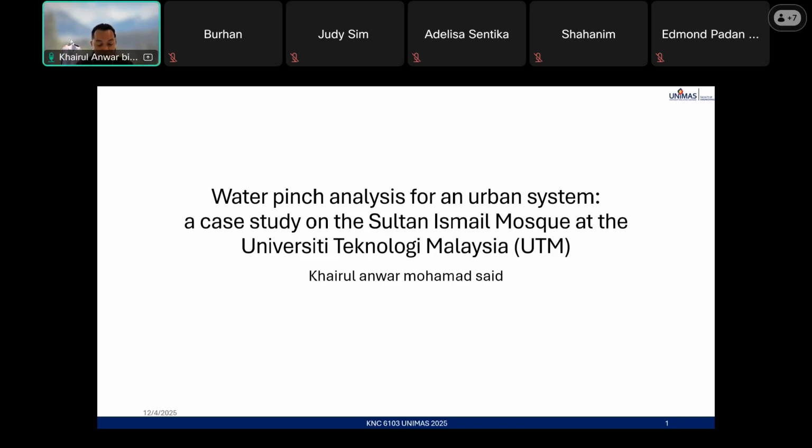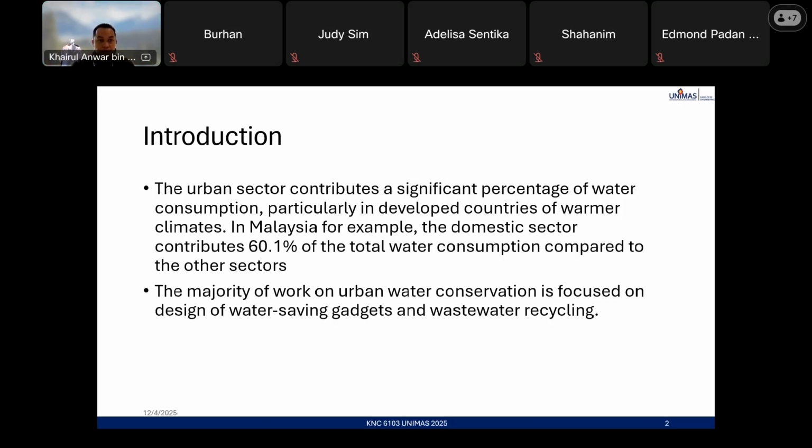The WCA technique, based on water cascade analysis, can rapidly yield an accurate minimum water target and water allocation target for an urban water network. The urban sector contributes a significant percentage of water consumption, particularly in developed countries of warmer climates. In Malaysia, for example, the domestic sector contributes 60.1% of the total water consumption compared to the other sectors.